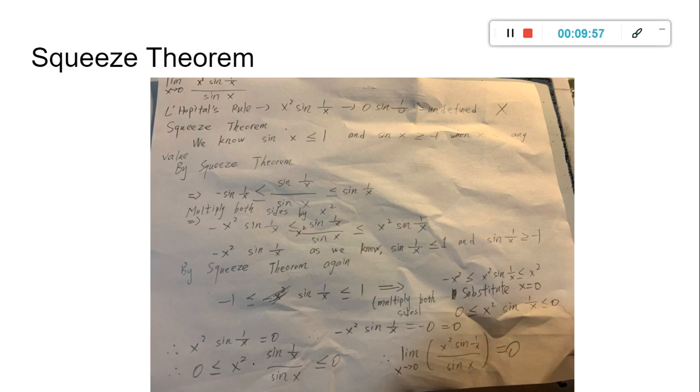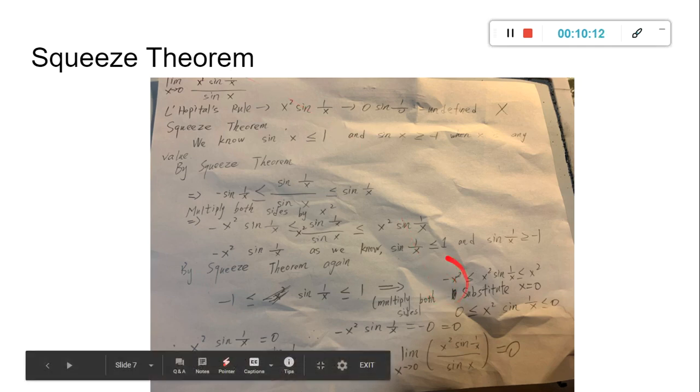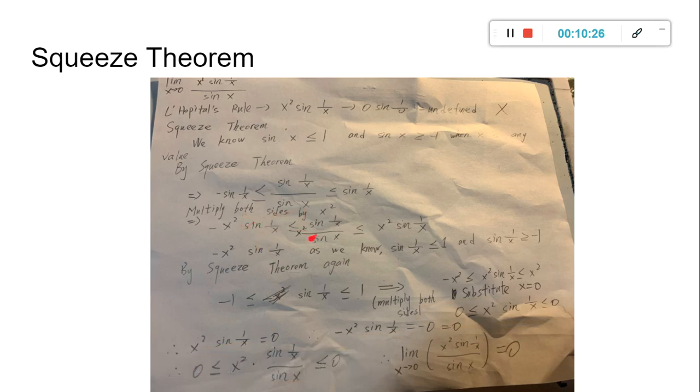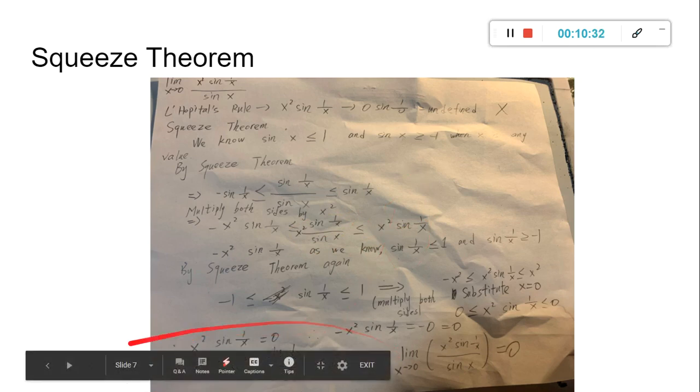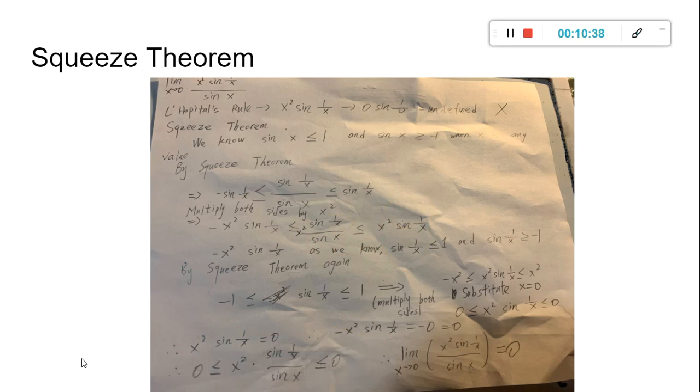Well, now we can substitute x is 0, right? Because here it won't have any trouble like undefined. So here we can substitute: negative x squared becomes 0, and x squared becomes 0. So 0 is less than or equal to x squared sine 1 divided by x, which is less than or equal to 0. So we can simplify the formula to this. Therefore we finally get that the limit of x squared sine 1 divided by x divided by sine x is equal to 0.